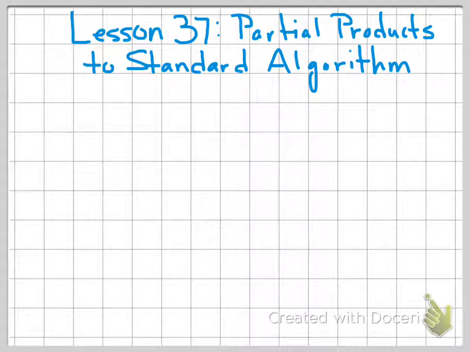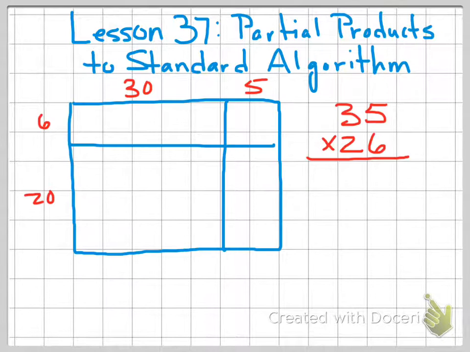35 times 26. Okay, so we have 35 times 26, and in our area model, we're going to break the 20 and the 6 apart, just using place value, and the same with the 30 and the 5. I'll start in the upper right-hand corner. 6 times 3 tens, or 6 times 30, is 180, and 6 times 5 is 30.